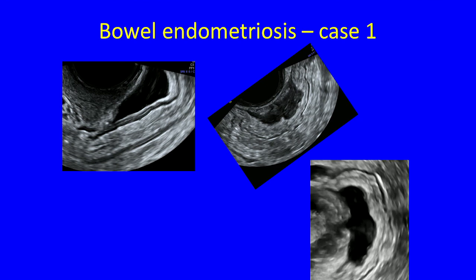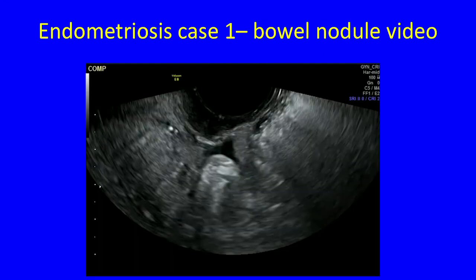It's as simple as that. So what you need to do is have your probe. We normally have the probe in the anterior fornix. If you pull it out a little bit and go backward a little bit and put it in the posterior fornix, you'll see bowel. And if you just do that, you will find these nodules if they're there. But if you don't do that, you're very unlikely to see them.